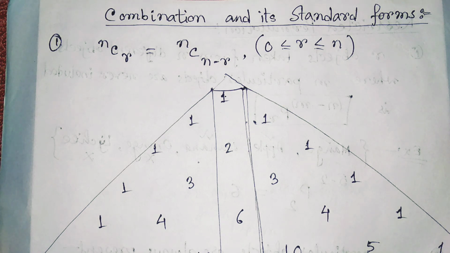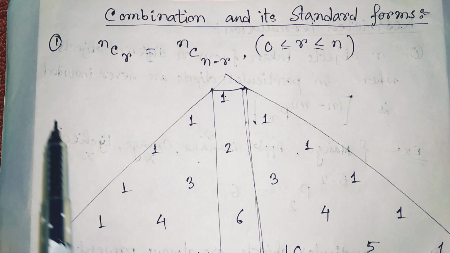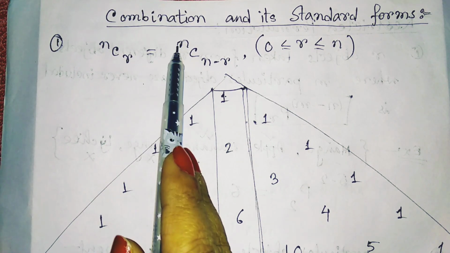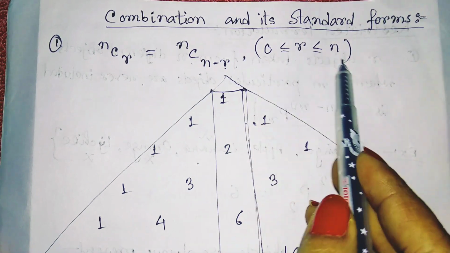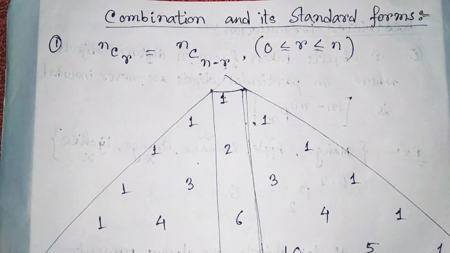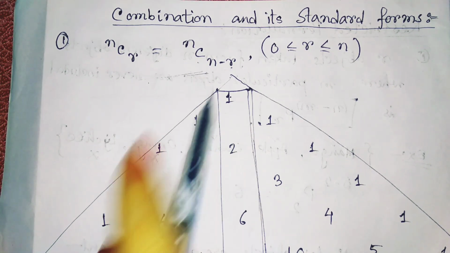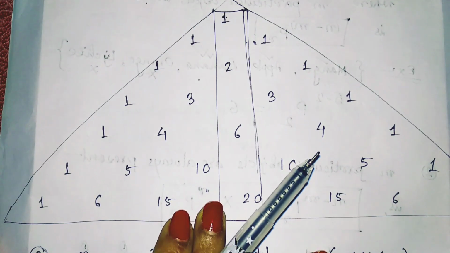So, combination is nCr. That we know. There are some important properties. The first property is nCr equals nC(n minus r). Remember, r always lies between 0 and n. All these properties we can verify by using this triangle.